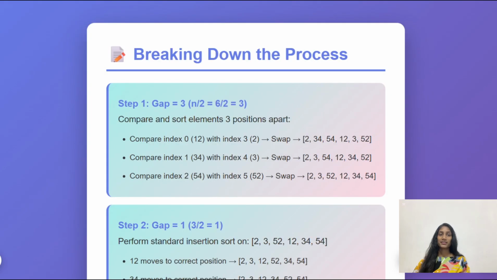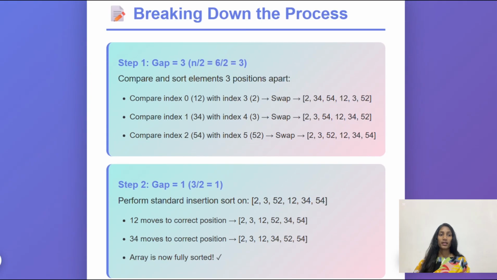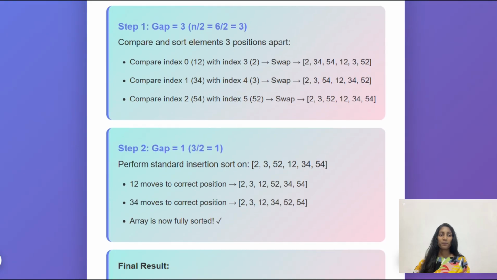Breaking down the process. Step 1, gap equals 3. The first gap is calculated as n divided by 2, so 6 divided by 2 equals 3. With the gap of 3, we compare elements that are 3 positions apart and swap them if needed.